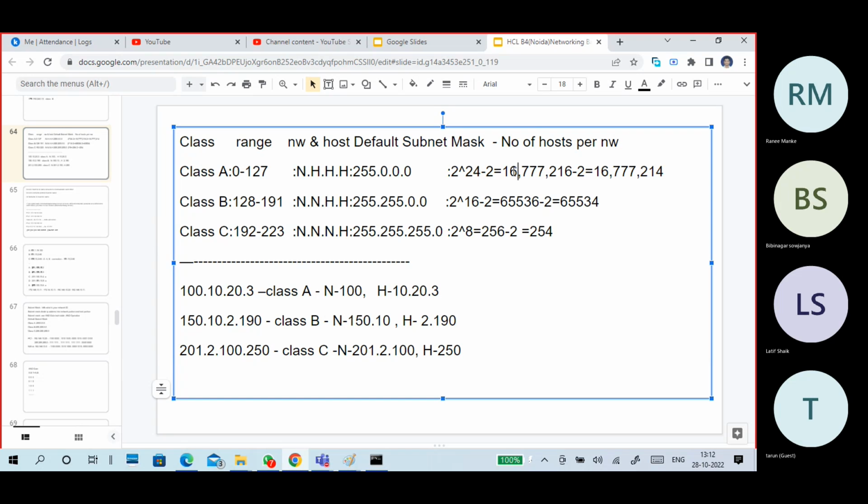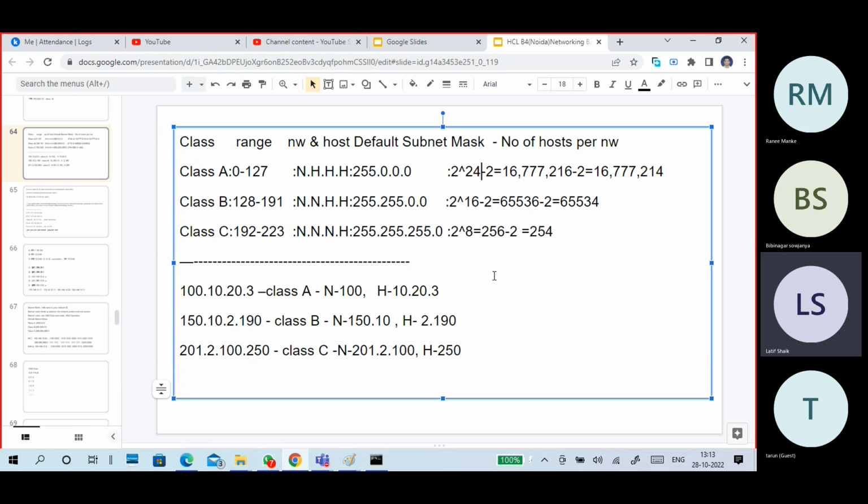Class A: it is only one single network portion, the remaining is host portion. So of course it is 2 to the power of 24. Sorry, I made a calculation mistake. Here each 8 represents host only. Single host, 8 bits. Two hosts, 8 bits means 16. Three hosts, 8 bits means 24 bits.